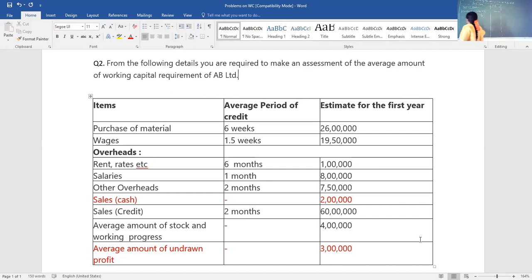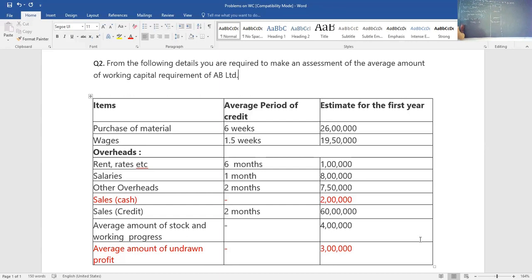Okay, which is the other asset that we have? We have stock, average stock amount. What is it given? Average amount of stock and work in progress. WIP is how much? It is directly given as 4 lakhs. There is no lag in payment. So those were the two assets that we had. So find out the total asset. Total current asset is 14 lakhs.